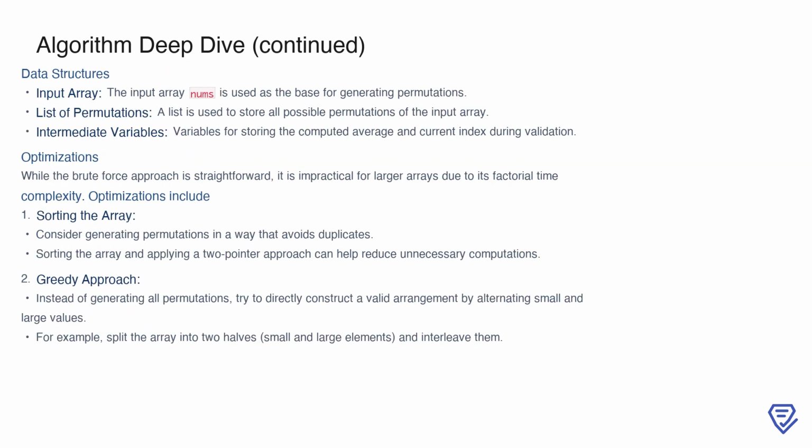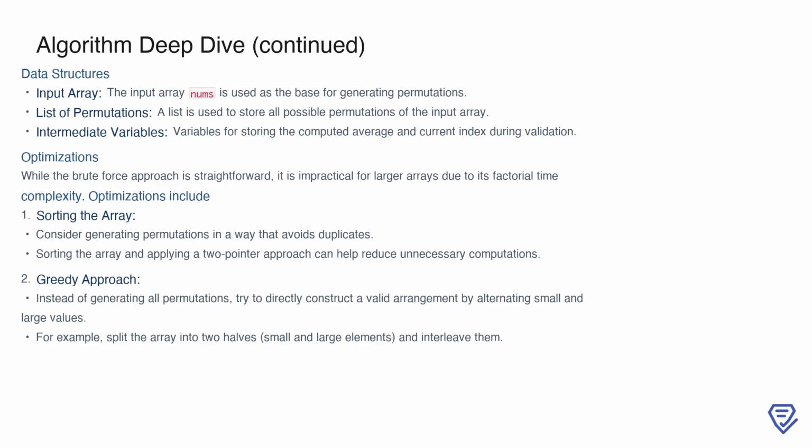To implement the brute force approach, we rely on several key data structures. The input array serves as the base for generating permutations, while a list is used to store all possible permutations for evaluation. During the validation process, we use intermediate variables to calculate the average of neighbors and track the current index. However, given the factorial time complexity of generating permutations, optimizations are necessary to handle larger arrays.